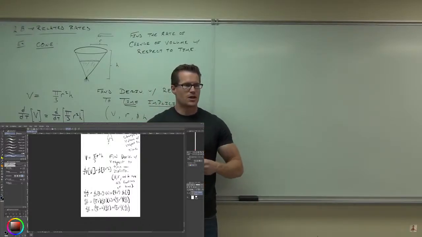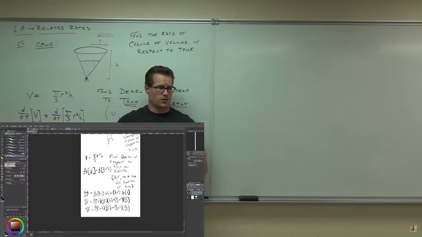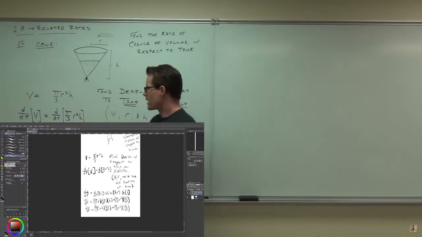Here's what this says in English. This says, this is how the volume's changing with respect to time. That's the rate of change of the volume. Does that make sense to you? You see why we need that dv dt? It is an implicit derivative. Now on the right-hand side, what now?